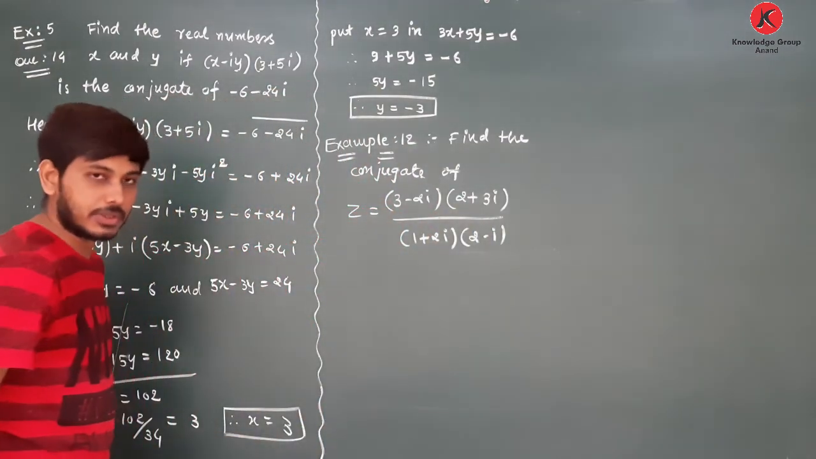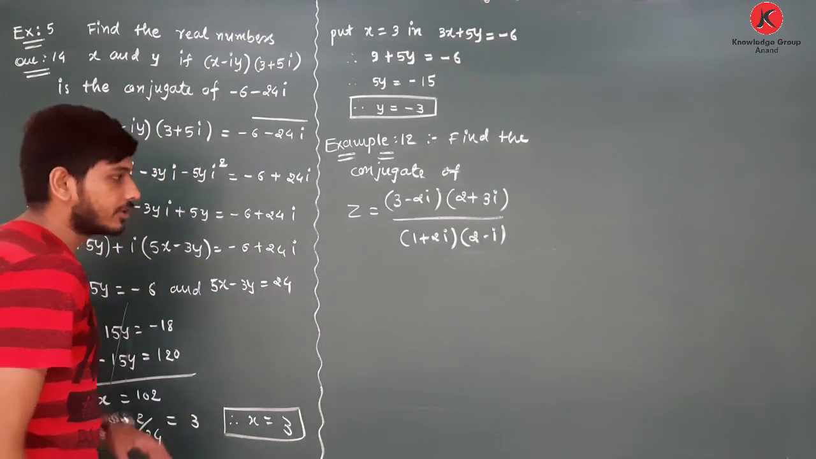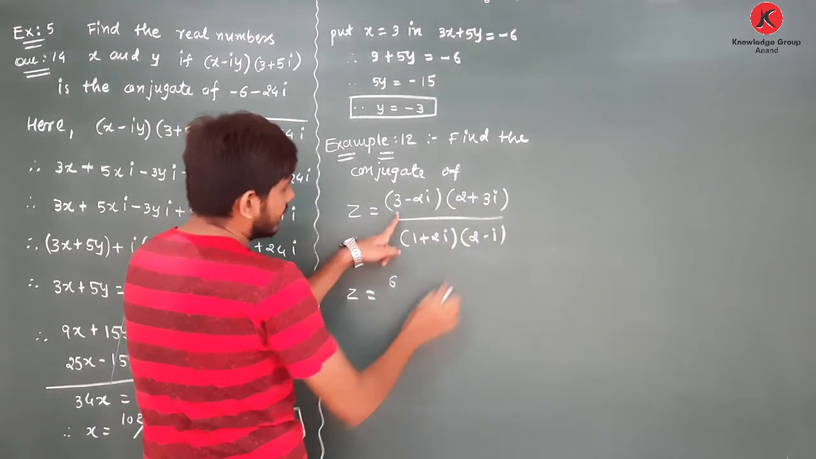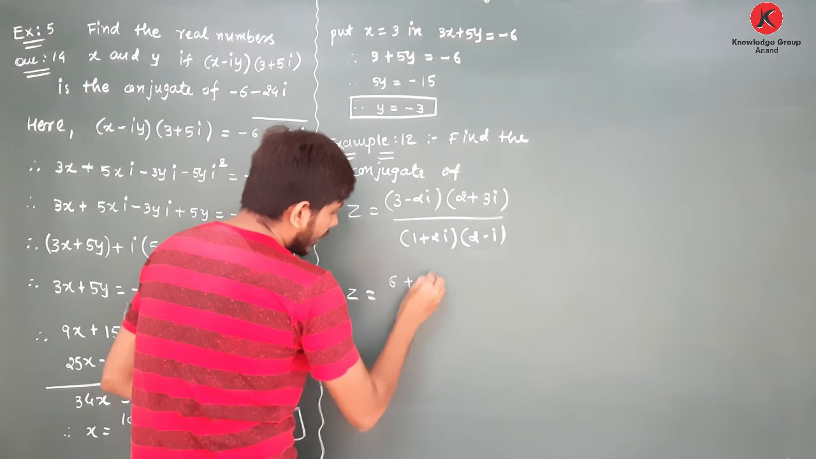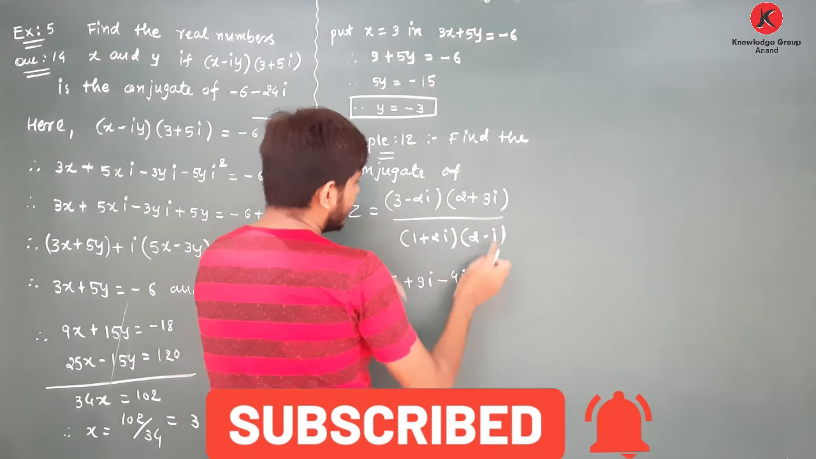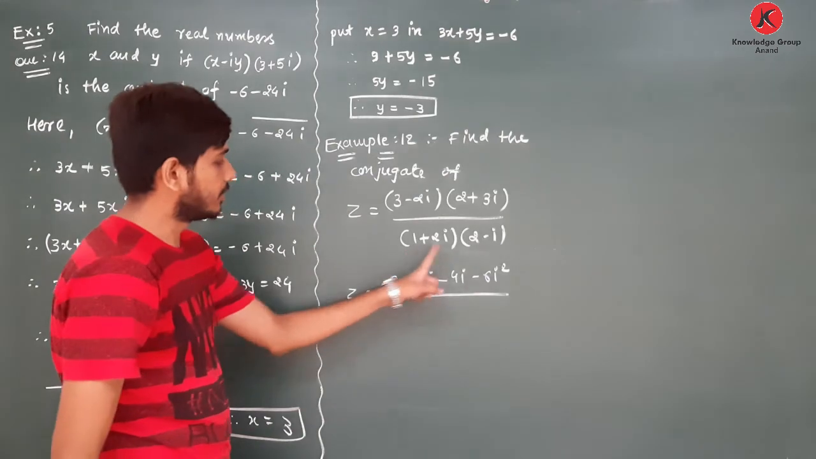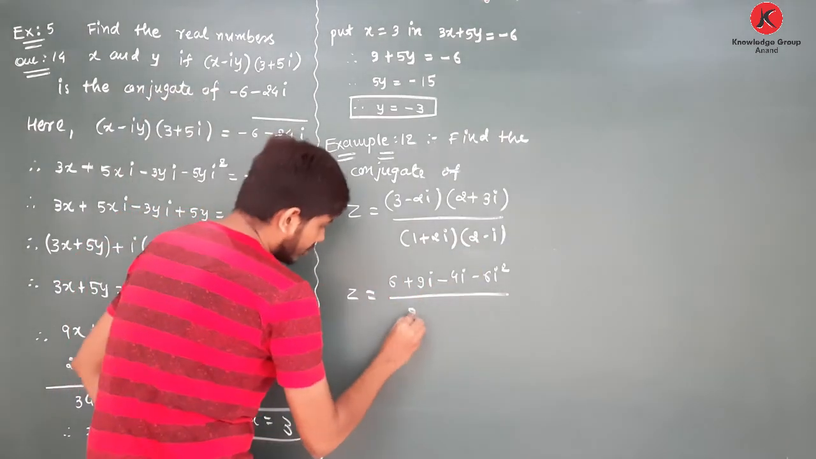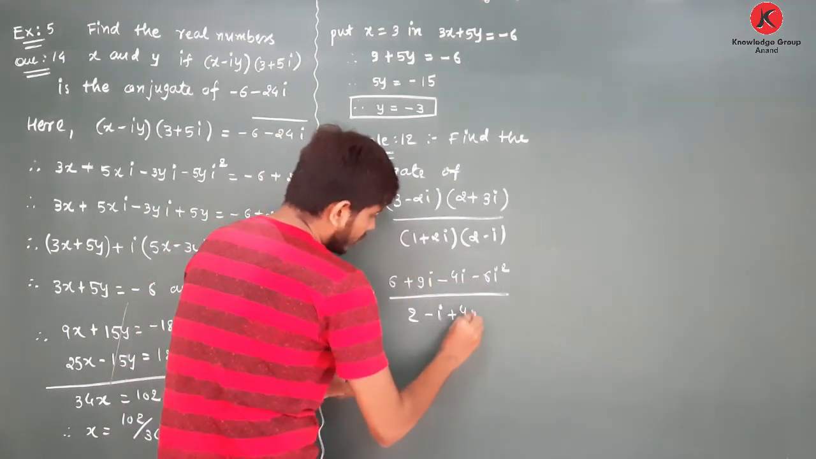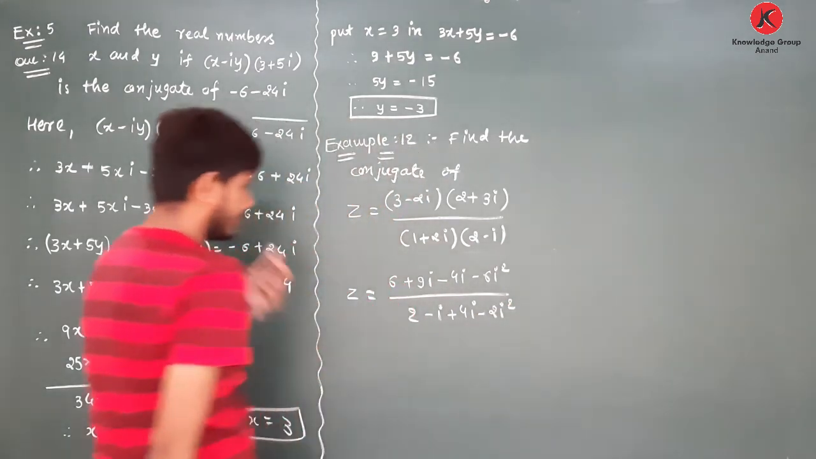First convert this into standard form. For that, multiply the numerator as well as the denominator and simplify. Here z equals to 3 2s are 6 plus 3 3s are 9i minus 4i, and this one becomes minus 6i square. Divide by, simplify this thing, 1 2s are 2 minus i plus 4i, and this becomes minus 2i square.